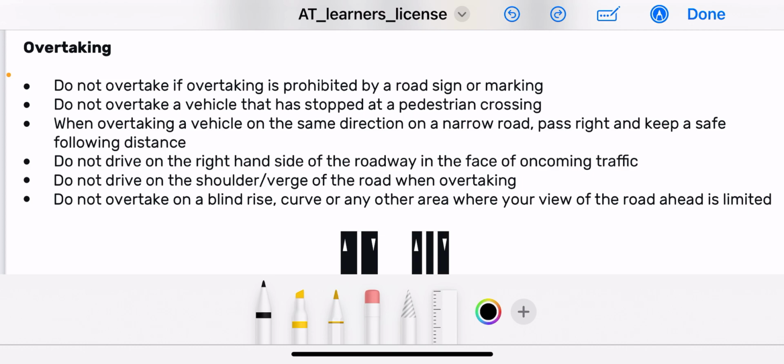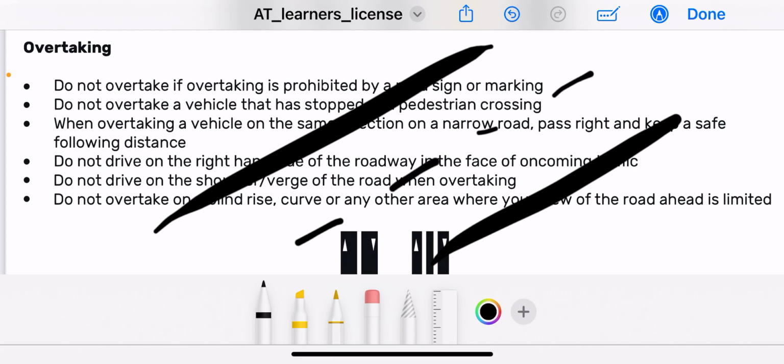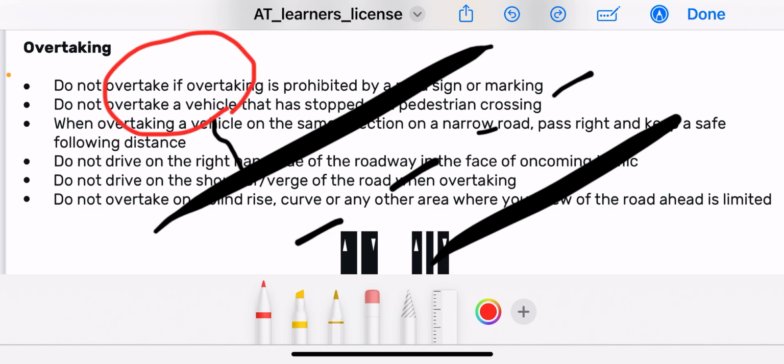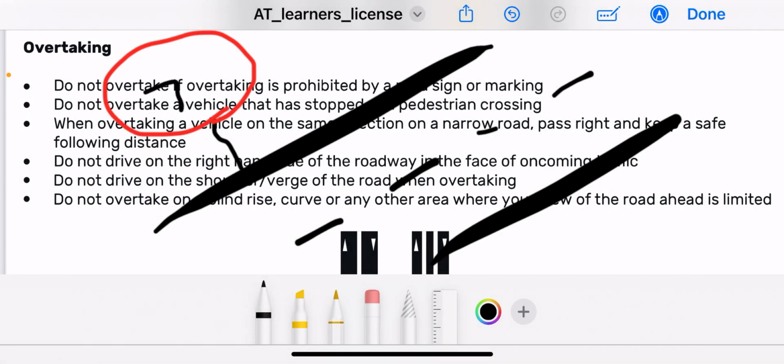Okay. So rule number 1 under overtaking says, do not overtake if it is prohibited by a road sign or marking. What do they mean? This is the road, and there is a sign here. The prohibition signs are circled with red. Here is your car, and here is another car, and the other car is crossed like this. If you see this sign, it means do not overtake.